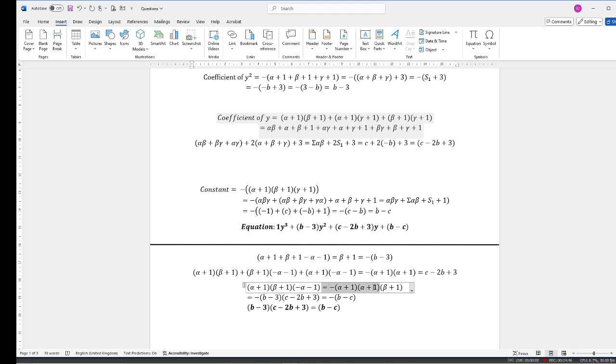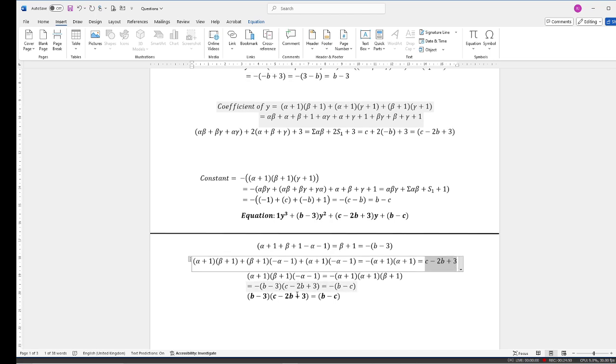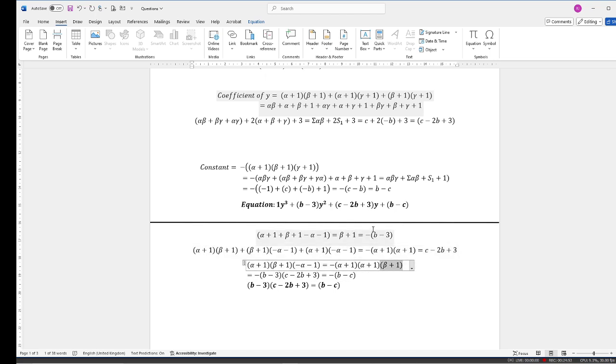Now we've evaluated this to become c minus 2b plus 3, and we've evaluated beta plus 1 as negative of b minus 3. So we get this right here. That's equal to the negative of our constant. We cancel the negatives on the left and right side. We get our equation as stated.